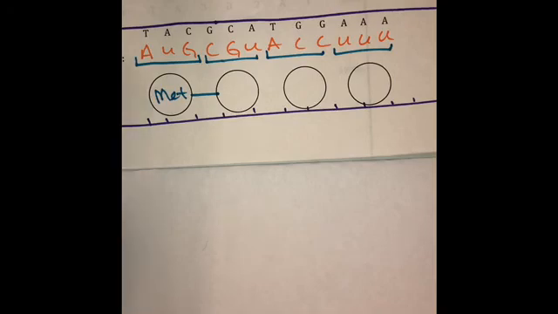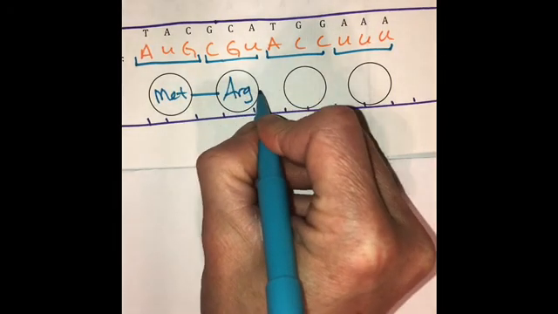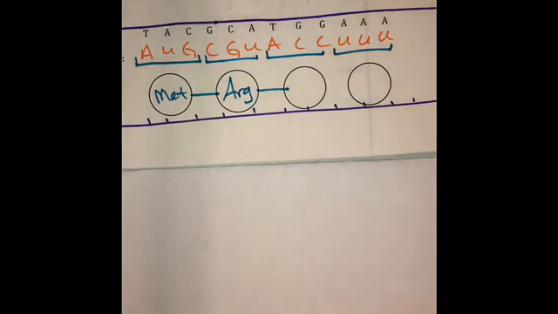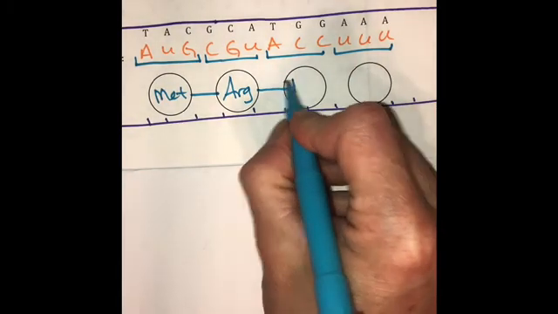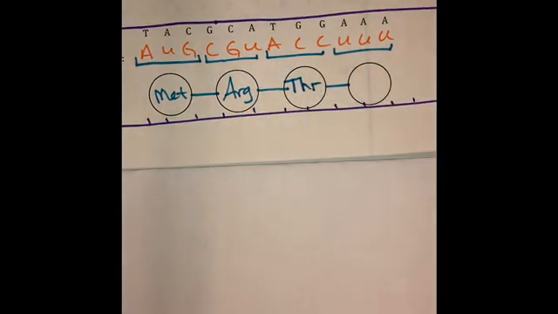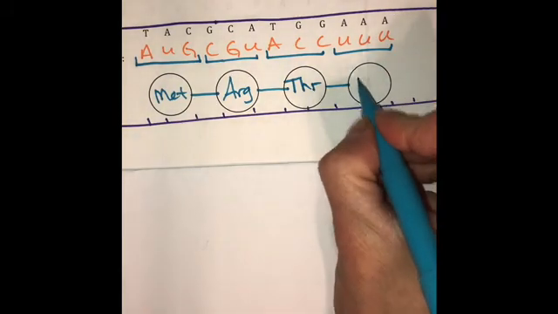CGU is arginine. Your ribosome will bond those 2 together. After arginine, ACC, I get threonine. And lastly, UUU, I get phenylalanine.